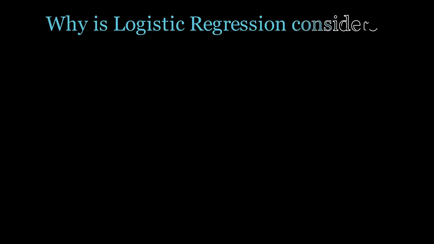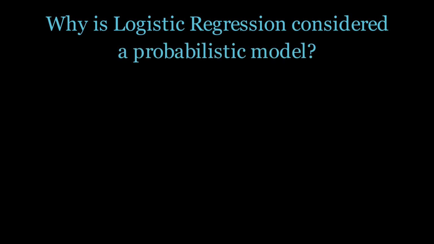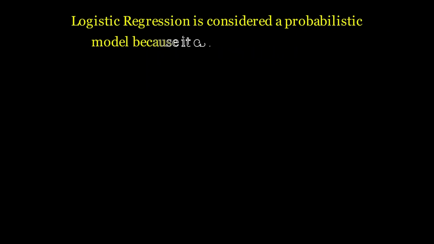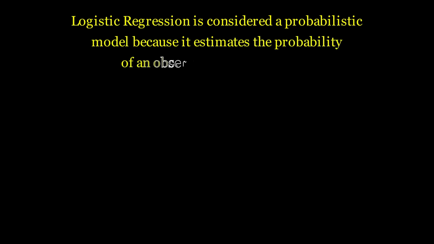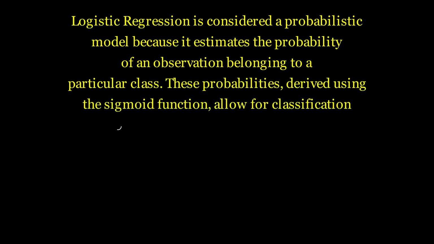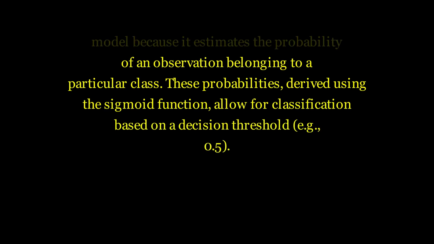Why is logistic regression considered a probabilistic model? Logistic regression is considered a probabilistic model because it estimates the probability of an observation belonging to a particular class. These probabilities, derived using the sigmoid function, allow for classification based on a decision threshold of 0.5.